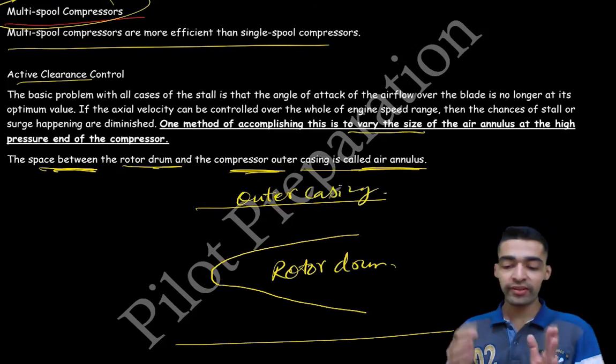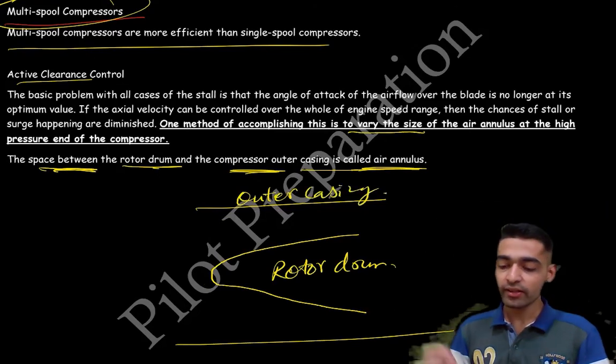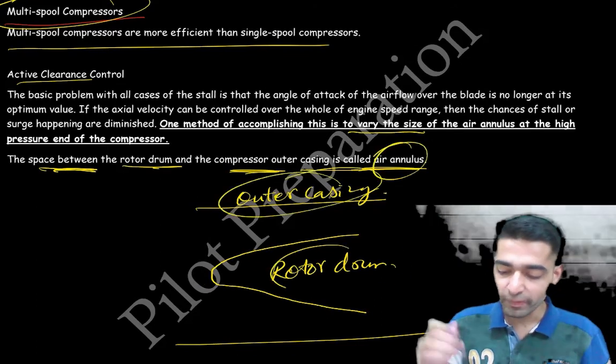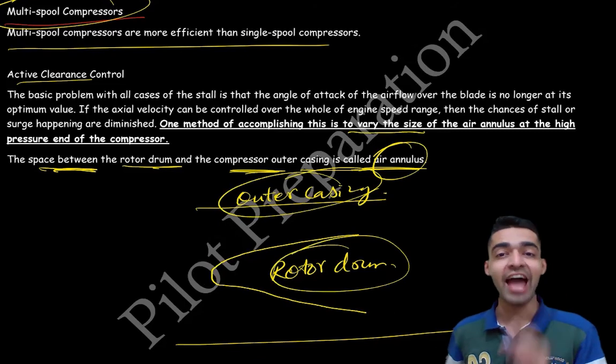So it is a space between the rotor drum and the compressor outer casing that is called the air annulus. So this is the outer casing and this is the rotor drum. The space between them is called the air annulus.